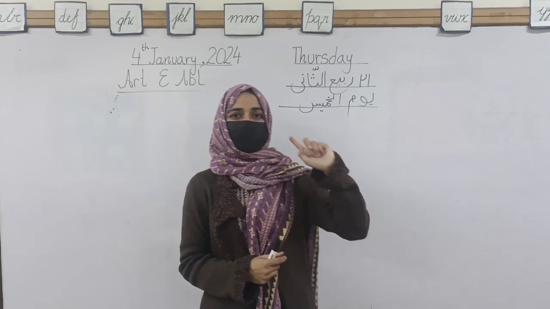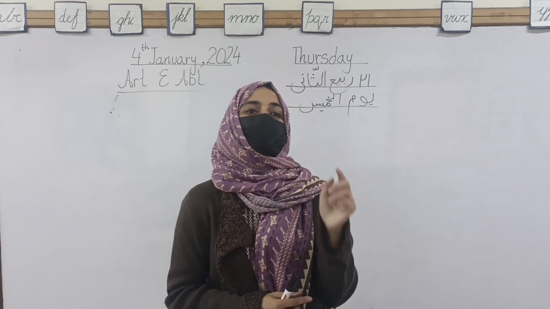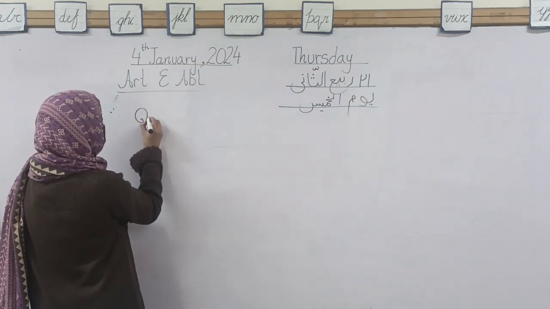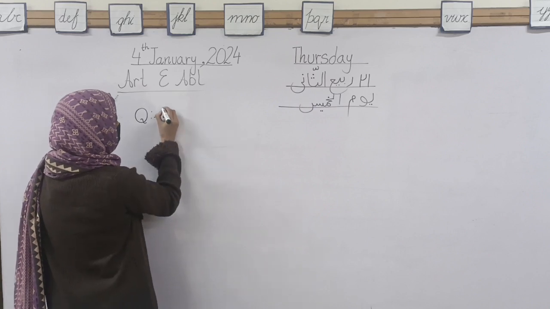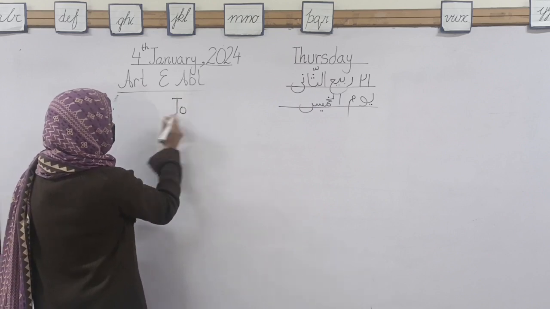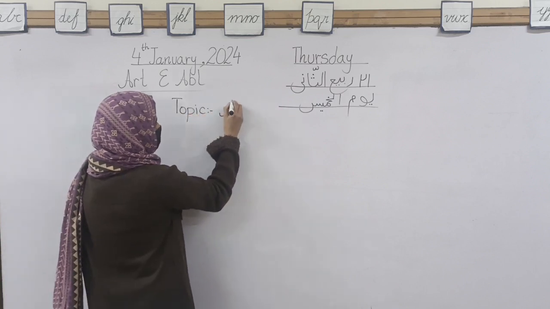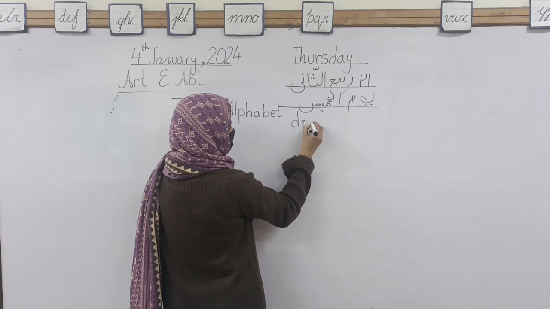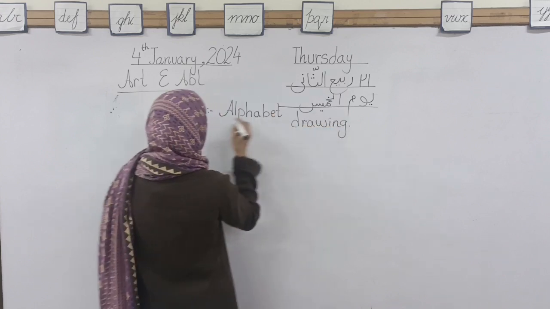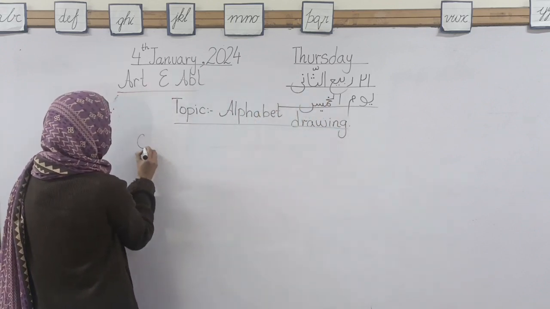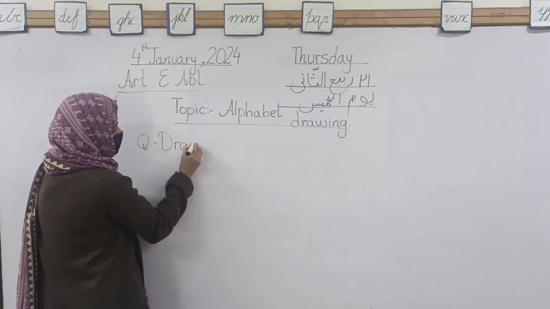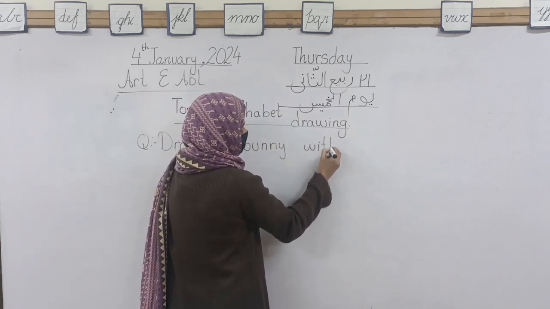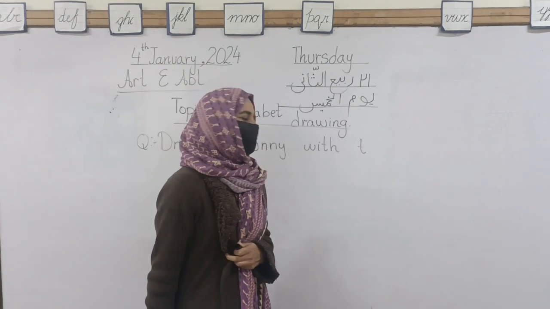Okay, students, before starting drawing, I'm going to show you some materials which you should have along with you. Firstly, I'm going to write the question. Its topic is alphabet drawings. The question is, draw a bunny with the help of letter B. What is the sound of B? B, B, B, B.